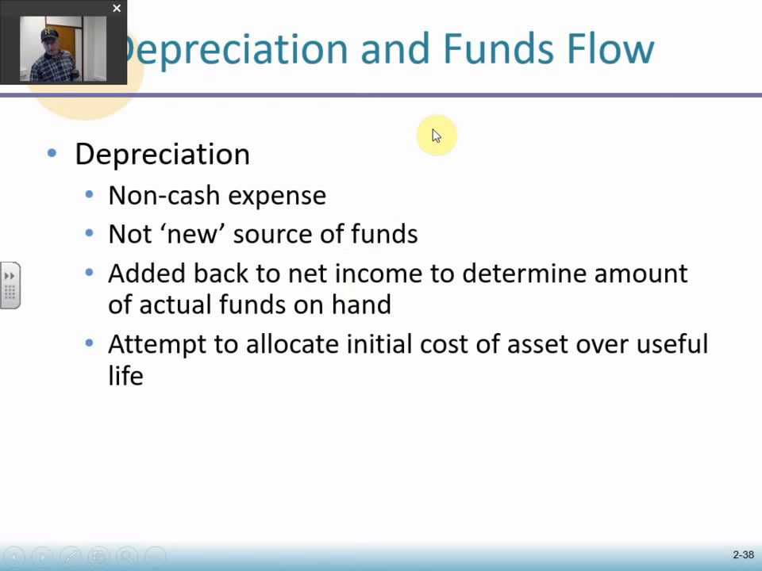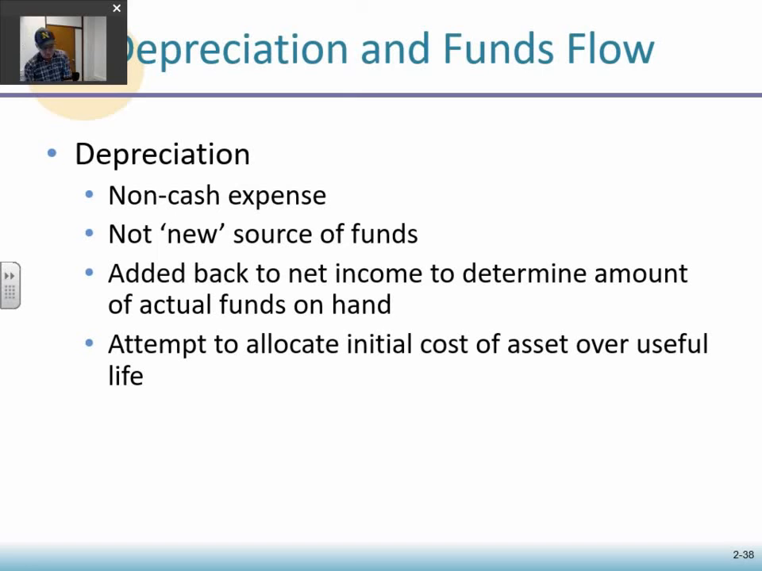Depreciation, we'll do some exercises about depreciation fairly early on, chapter 3, chapter 4, okay? Again, it's considered a non-cash expense. Accounting rules right now are allowing companies to, instead of depreciating things, fully write them off. I gotta look that up a little bit too, because I'm not 100% clear on that rule change.